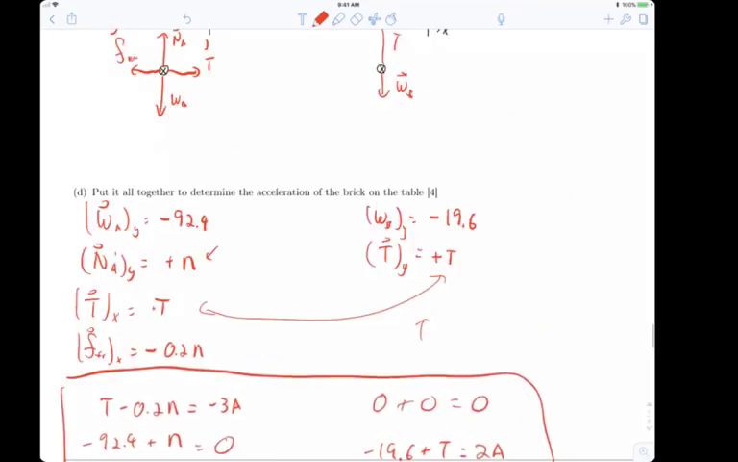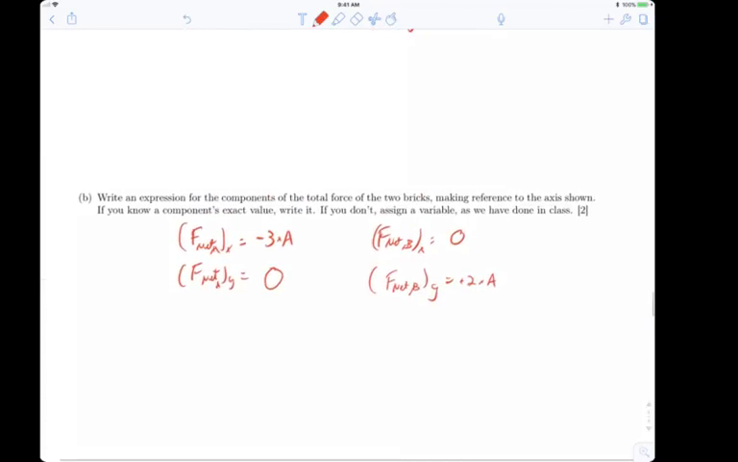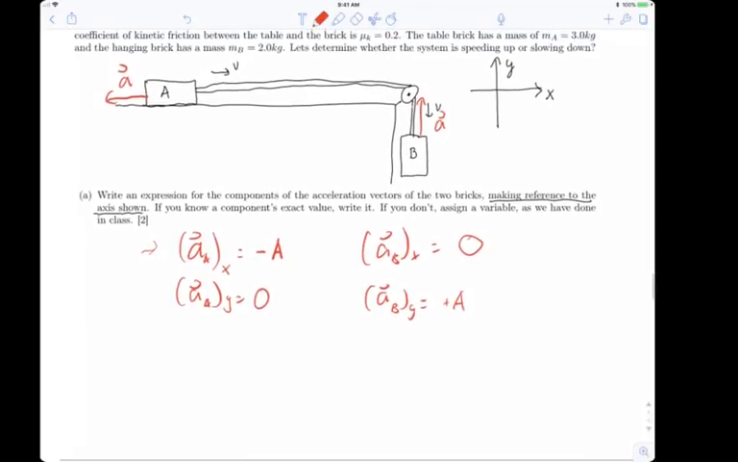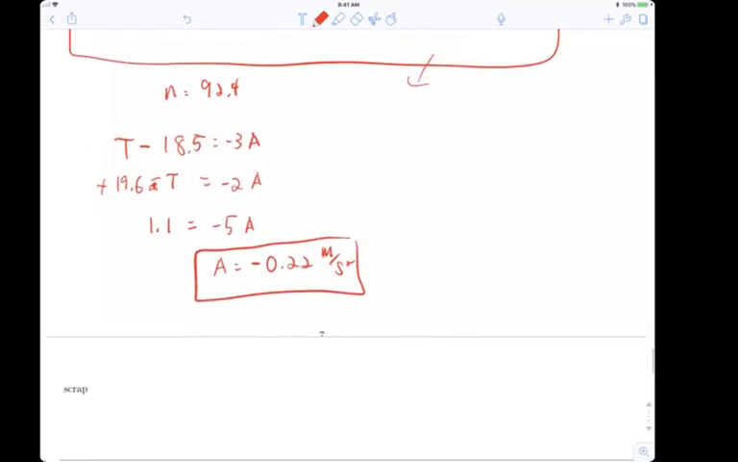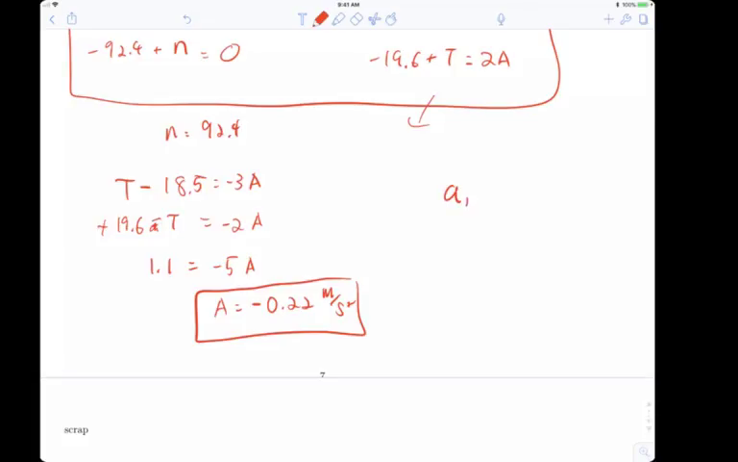Hey, it's a negative number. What does that mean? Well, hold on. We assumed that the acceleration was that way. Since the variable here is negative, the acceleration for A in the x direction is going to be minus minus 0.22, so it's going to be 0.22. So it'll accelerate forward, so it's going to speed up. Okay?